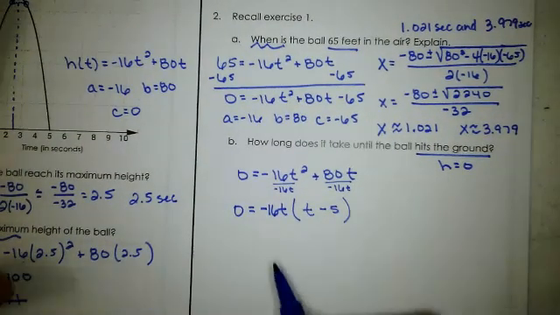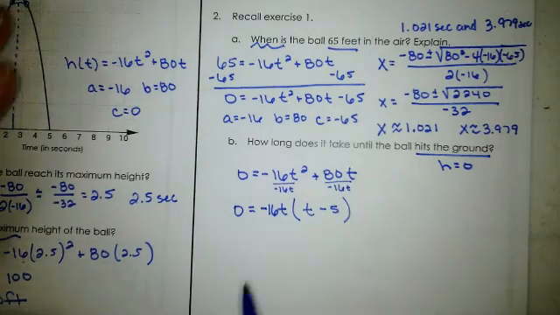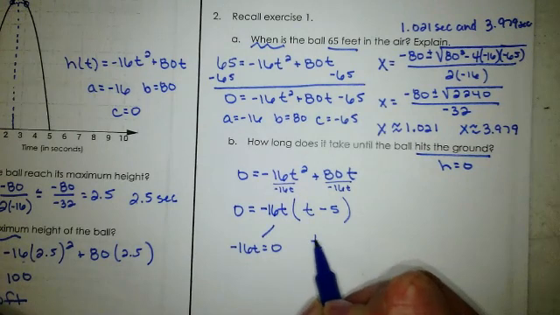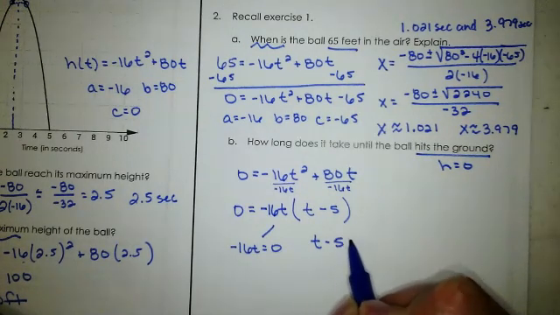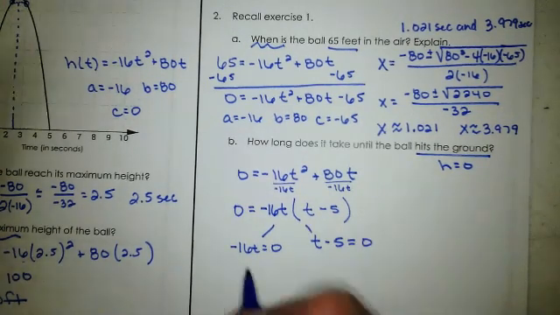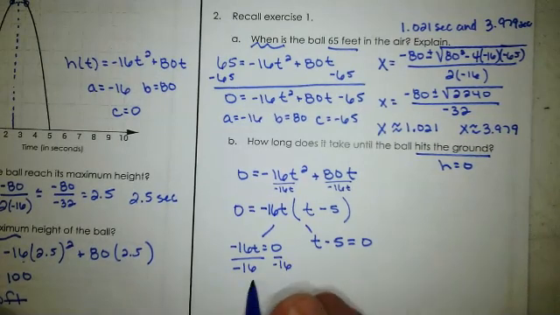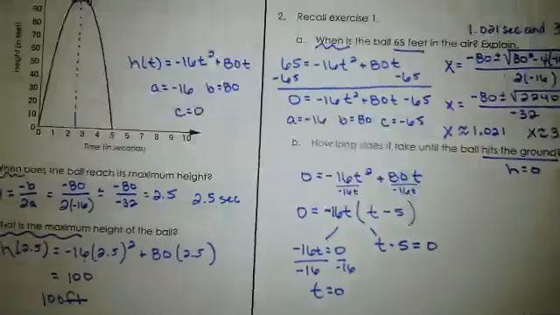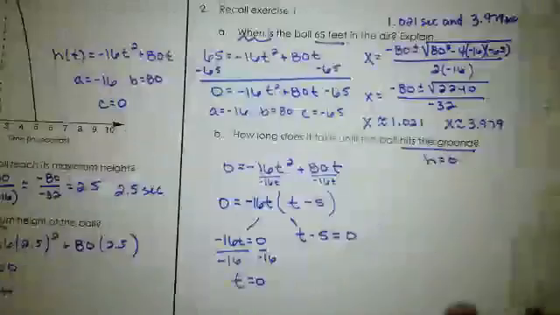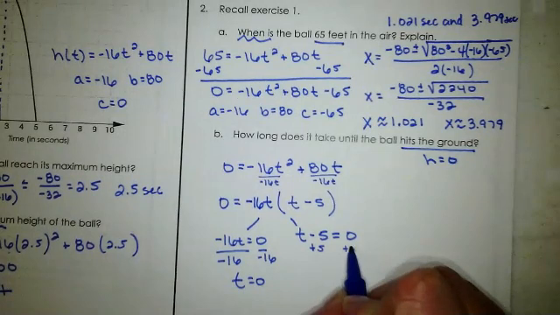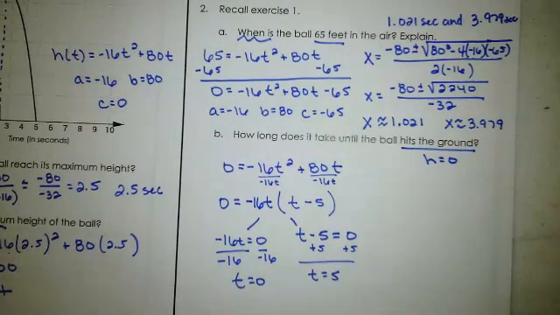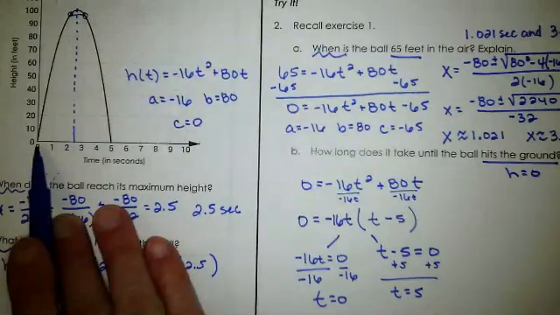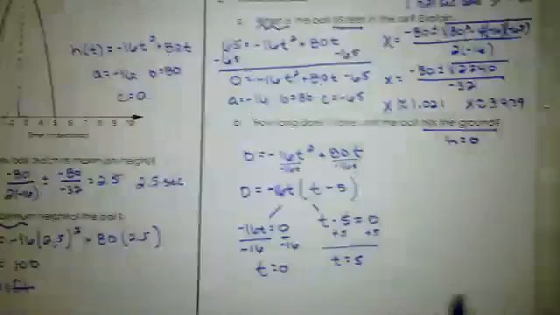Then I'll use the zero product property. Something times something equals 0. So I can set them each equal to 0 and solve them to find my x-intercepts or my zeros. So this one, divide both sides by negative 16. T is 0. So at time 0, the ball is on the ground, which is supported by our graph. This one, I'll add 5 to both sides. So t is 5. So that means the ball will hit the ground at 5 seconds. So it's starting on the ground at 0, and it takes 5 seconds to come back to the ground.